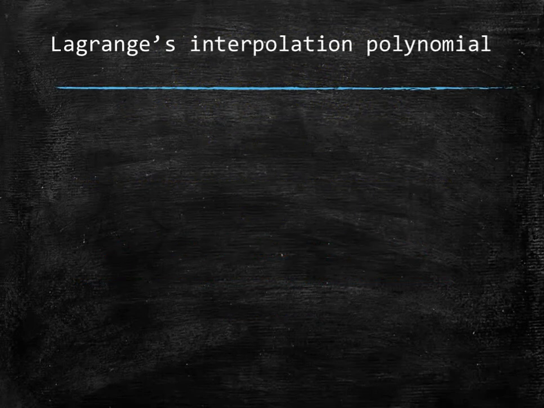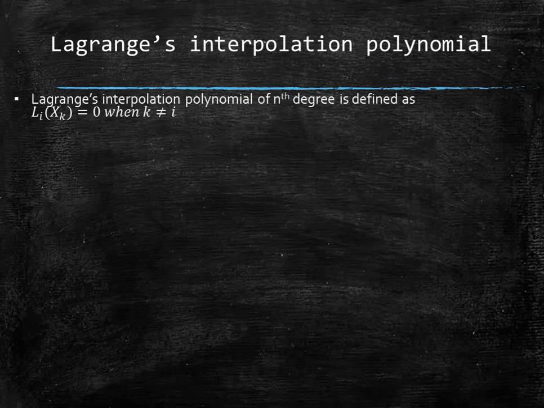Today we can discuss Lagrange's interpolation polynomial. Lagrange's interpolation polynomial of nth degree is defined as Li of xk equal to 0 when k is not equal to i, and 1 when k equal to i. So that is the definition of Lagrange's interpolation polynomial.